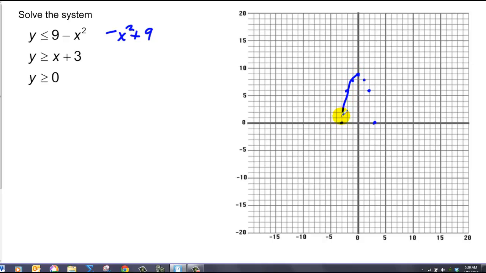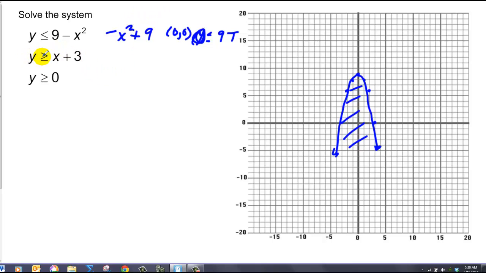I'll still take in this problem and go ahead and pick a sample point of 0, 0. Doing that, I get 0 is less than or equal to 9. And that's a true statement. So since this 0, 0 is less than or equal to 9, I shade inside that parabola.